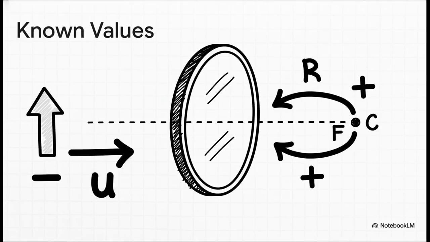First things first, and you cannot skip this step, we apply our sign convention. Now, because it's a convex mirror, its focus is behind it, so the radius r and the focal length f are both positive. The object is in front of the mirror, so to the left, which means its distance u is negative. Getting these signs right is everything.